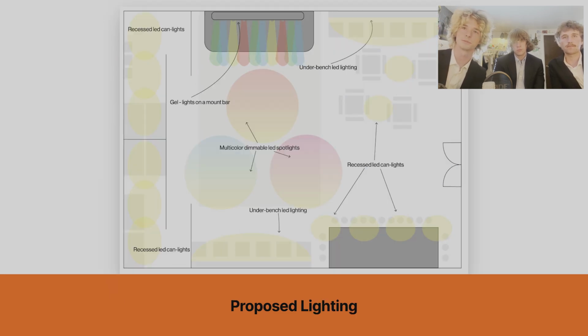And here's our proposed lighting. We have gel lights on a mount bar, under bench lighting, really accentuating the ambience of the space. We have recessed LED cans in the bathrooms and by the bar, just to have a very low, dim lit, beautiful space.